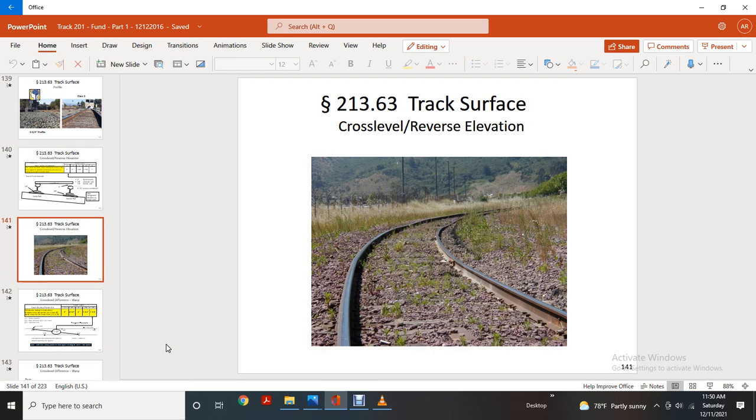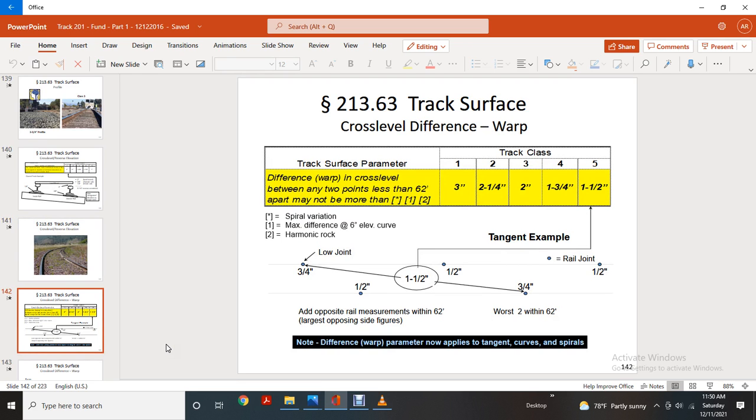This shows the track surface parameter, the difference of warp in cross level between any 2 points within 62 feet, with no more than 3 inches for class 1, 2.25 inches for class 2, 2 inches for class 3, 1.75 inch for class 4, and 1.5 inches for class 5. Spiral deviation: the asterisk 1 is the maximum difference of 6 inches in the elevation curve. Tangent example: 1 and 1.5 inch, low joint 1.75, 1/2 inch, 1/2 inch, 3/4 inch, worst 2 inches within 62 feet, at opposite rail of the measurement of the 62 feet, largest opposing sides.